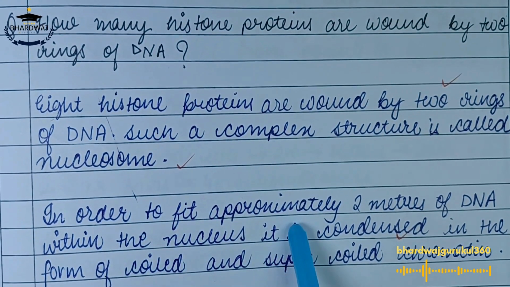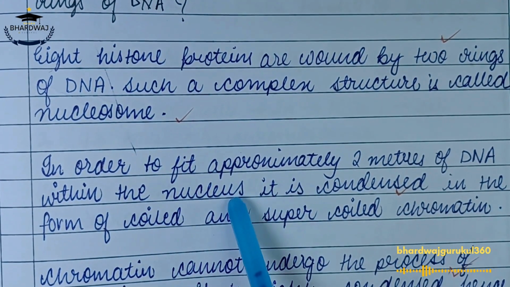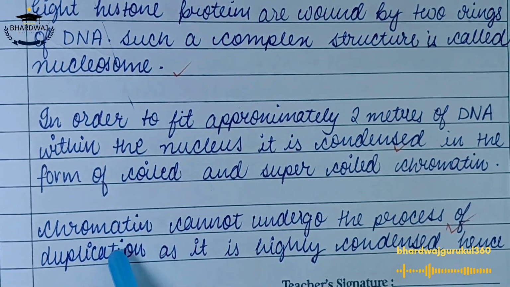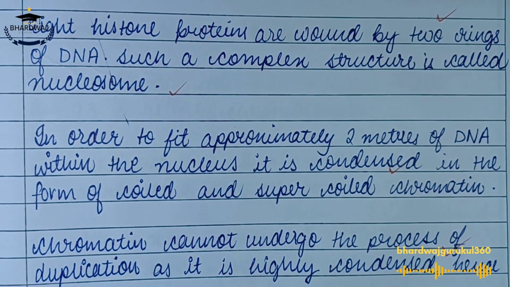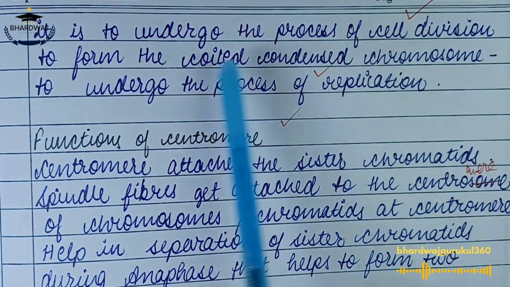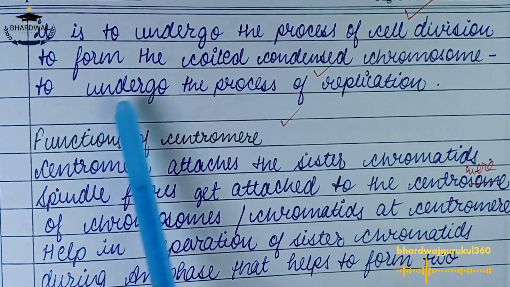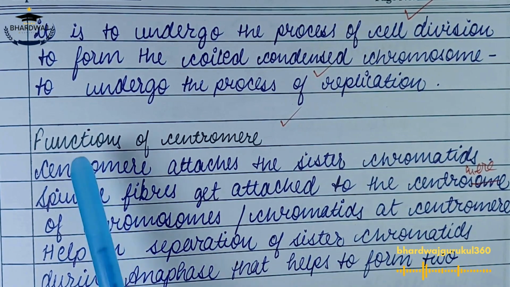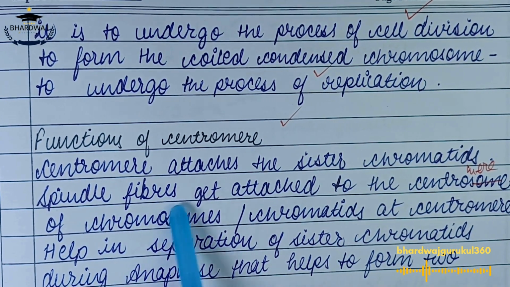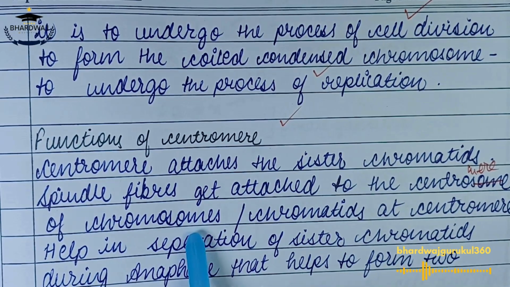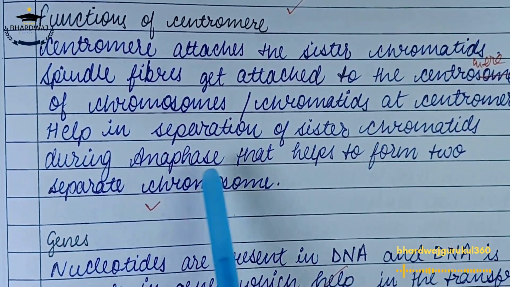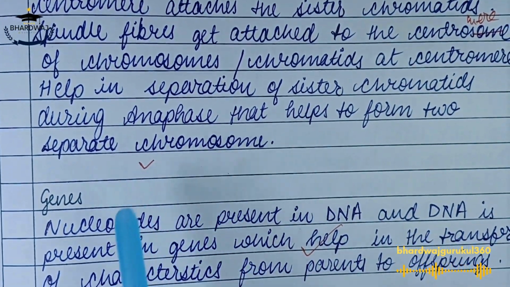In order to fit approximately 2 meters of DNA within the nucleus, it is condensed in the form of coiled and supercoiled chromatin. Chromatin cannot undergo the process of duplication as it is highly condensed. Hence, it has to undergo the process of cell division to form the coiled condensed chromosome to undergo the process of replication. Functions of centromere. Centromere attaches the sister chromatids. Spindle fibers get attached to the centromere of chromosomes or chromatids at centromere. It helps in separation of sister chromatids during anaphase that helps to form 2 separate chromosomes.